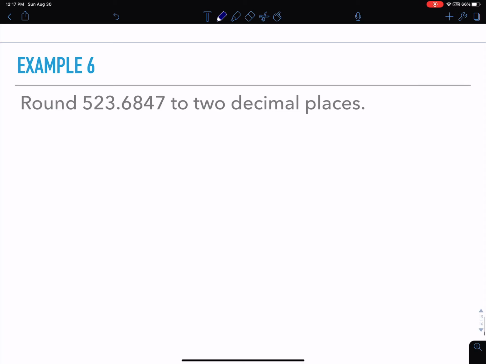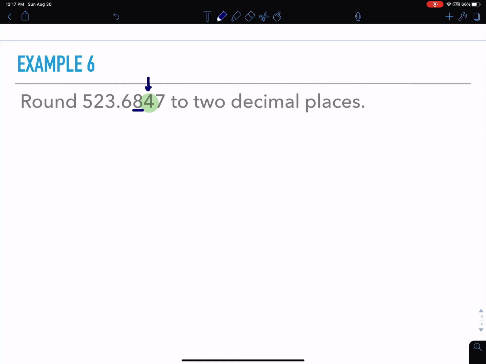In this case, we want to round this to 2 decimal places, which would be the nearest hundredth. Here's our second decimal place. We're going to look at this 4. Because it's a 4, we're going to keep this the same. So it stays an 8, and 523 and 6,847 ten-thousandths becomes 523 and 68 hundredths. If you're calculating a percent of money, you're going to round that to 2 decimal places because that would be the cents.